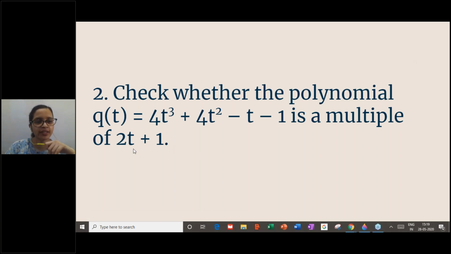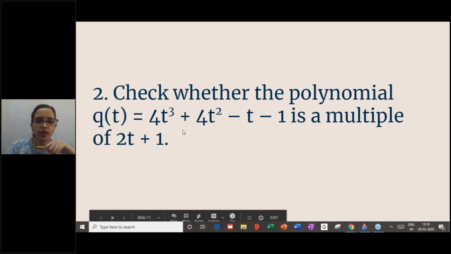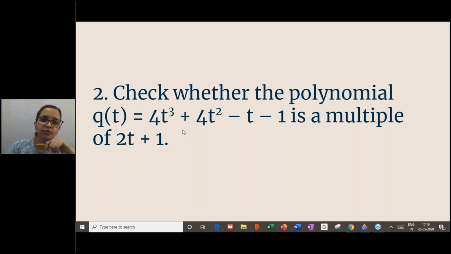So basically you do the same thing: find the zero of g of t, substitute it in q of t, and the remainder should be 0. If it is 0, yes, definitely q of t is a multiple of g of t. Is it a multiple? Yes, Neil. Yes, Raghav. Yes, Ritvik. Abir, why are you saying no?